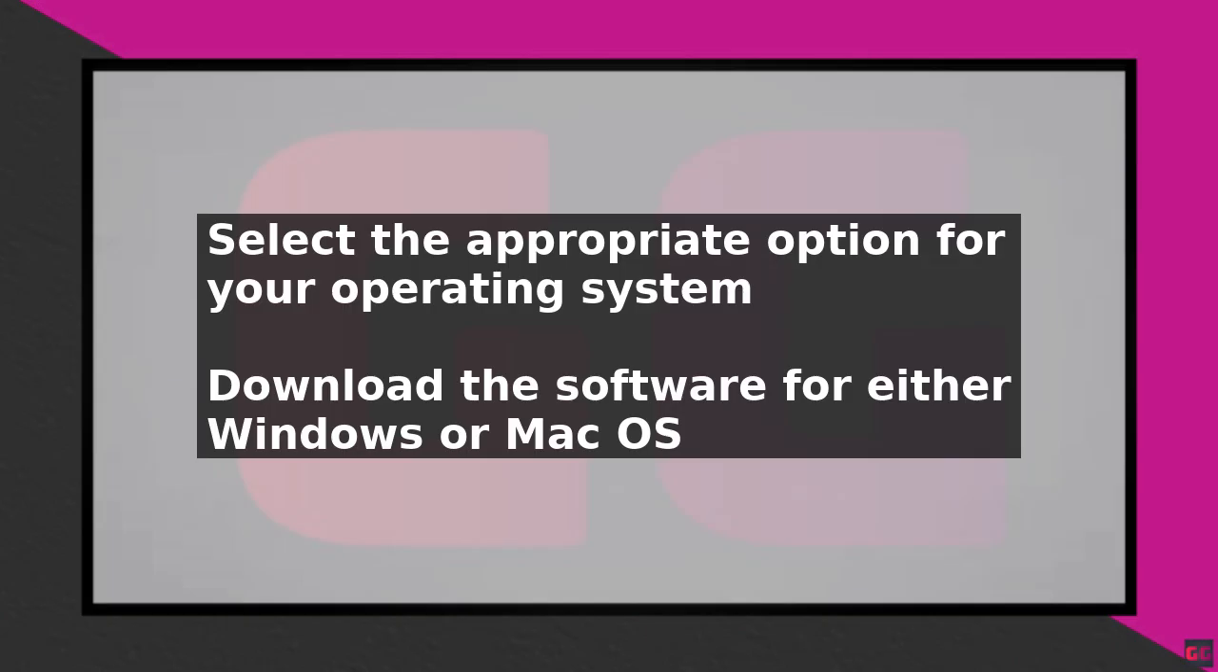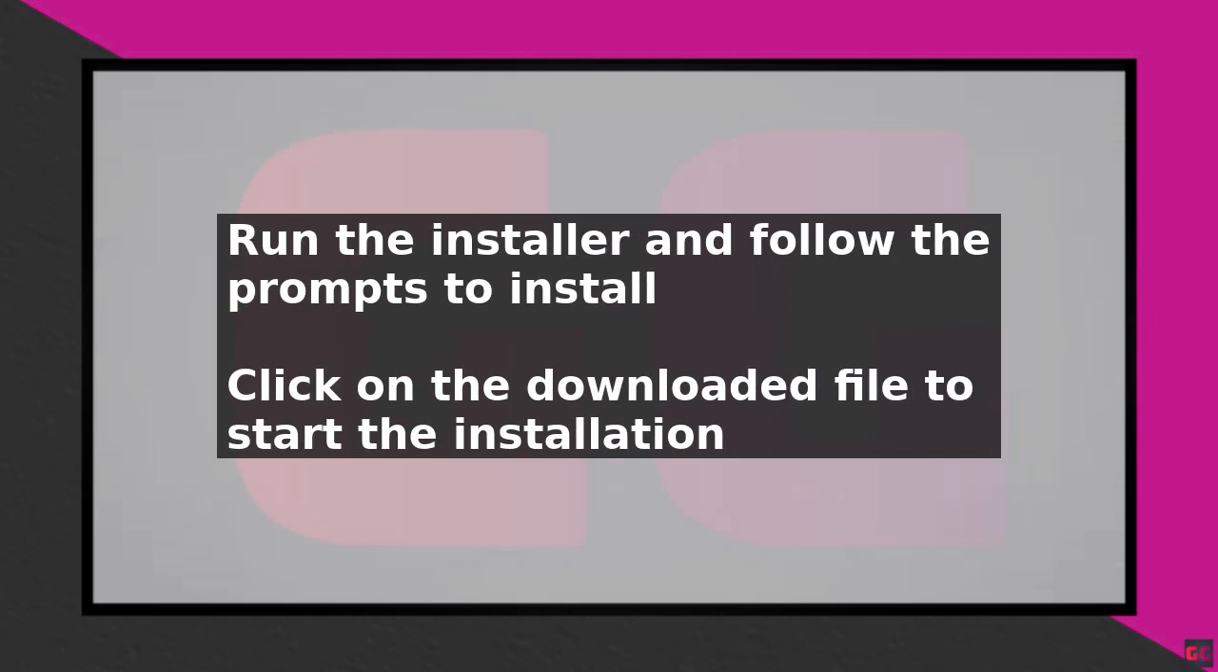Select the appropriate option for your operating system, and the download will begin. This process may take a few moments. Once the download is complete, you will need to run the installer and follow the prompts to install the software. After installation, you can start using Logitech G Hub. The installation process is straightforward.